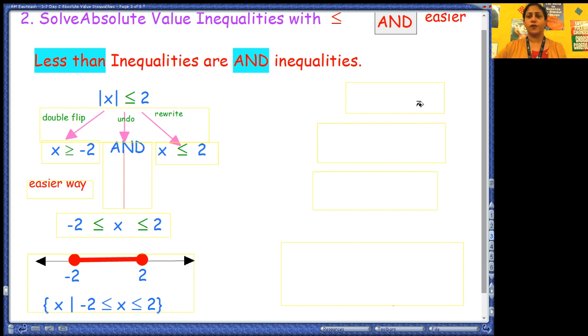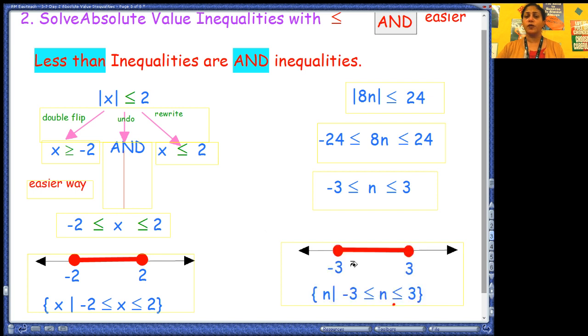Here's another one for you to try. So here the absolute value is already isolated for you. So we're going to just put it between -24 and +24. Remember that the goal is to isolate the variable in the middle. So we're going to divide each part of the inequality by 8. Turns out that n lies between -3 and +3, which you should be able to graph and write a solution set as shown over here.